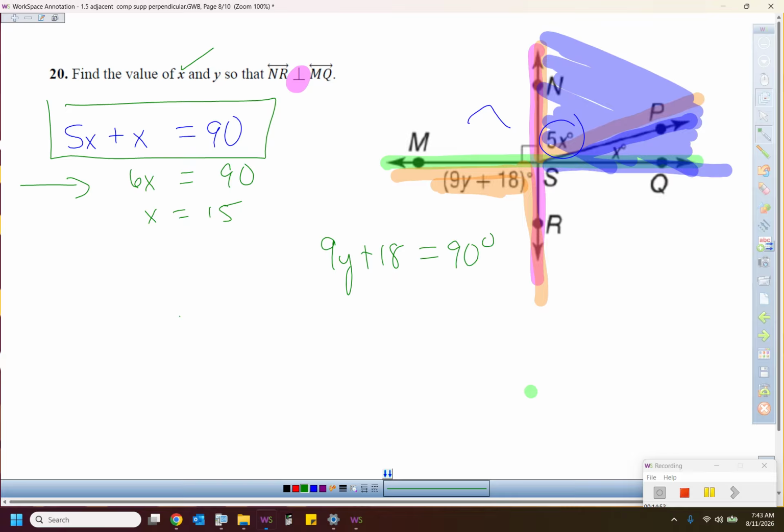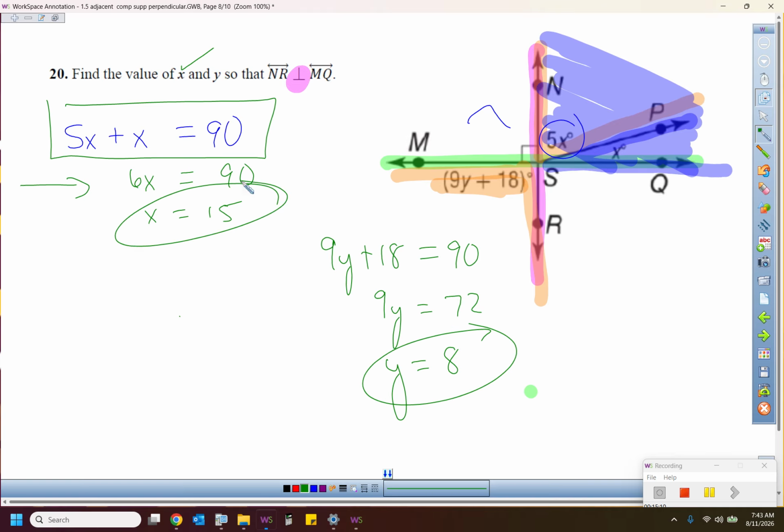So we will solve by first getting rid of this plus 18 by subtracting 18. And 90, you don't need the degree symbol there. 90 minus 18 is 72. And then we would divide by 9, and 72 divided by 9 is 8. So we'll just circle our answers right there. We have found x, and we have found y, because they were supposed to be perpendicular, which means they're supposed to add up to be 90 degrees.